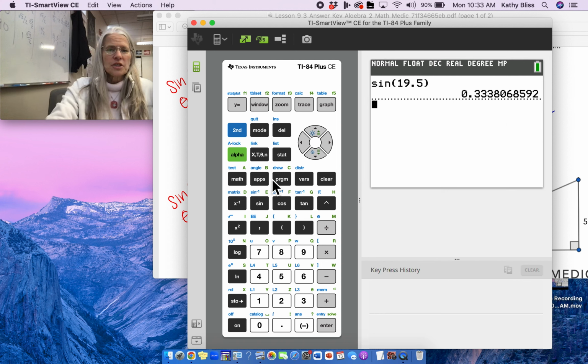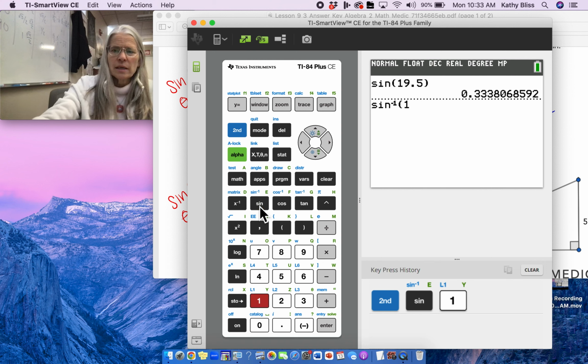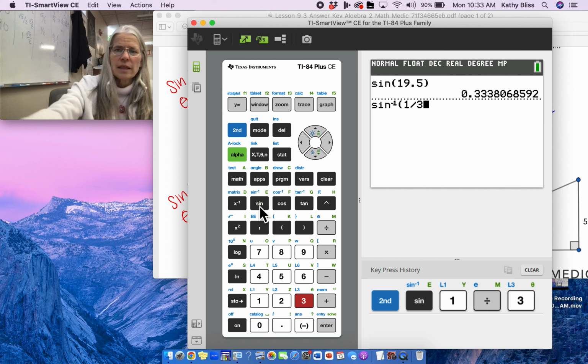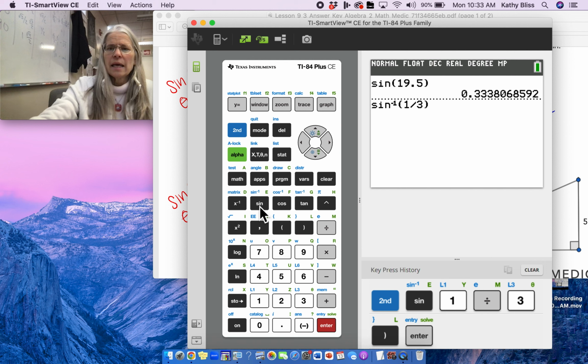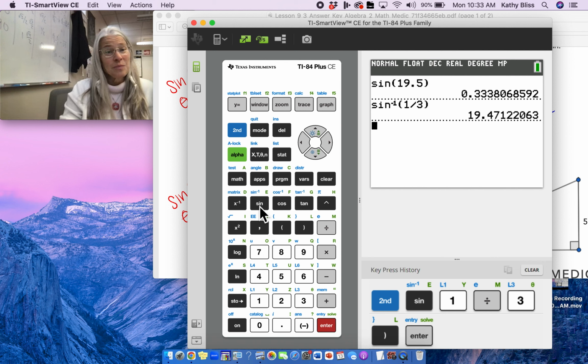So just above the sine is sine to the -1. And remember, when I raise something to the -1, when I'm talking about functions, it's the inverse function. So I'm just going to do second sine to the -1, and I'm going to put in 1 divided by 3. That's my 1/3, and I should get back about 19.5.